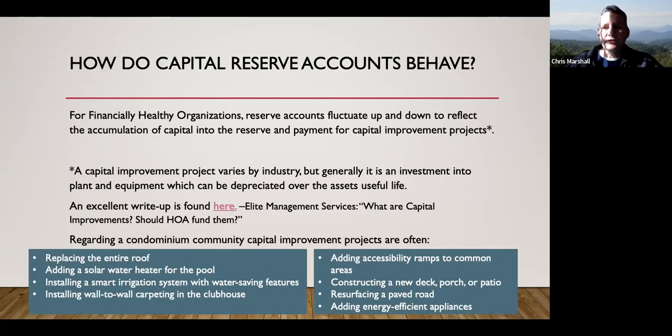How do capital reserve accounts behave? For financially healthy organizations such as ours, reserve accounts fluctuate up and down to reflect the accumulation of capital reserve and payment for capital improvement projects. A capital improvement project varies by industry, but generally it is an investment into plant and equipment, which can be depreciated over the asset's useful life. So in our case, it's capital improvement for common areas, mainly condominium responsibilities.